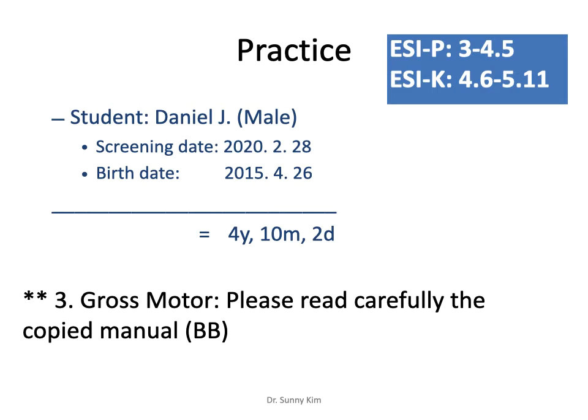Now we are going to subtract the student's birthday from the screening date. So you get the student's chronological age, 4 years, 10 months, 2 days. So we are going to use ESIK for this student, Daniel J. And today we are going to practice the gross motor domain. You know it has 3 domains to evaluate students' development, and we are going to practice the number 3 domain of this tool, gross motor.